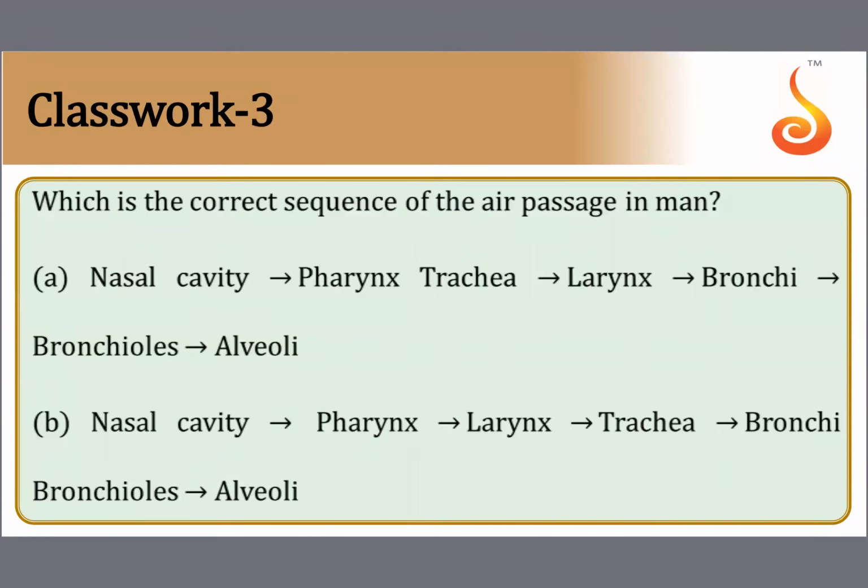Which is the correct sequence of air passage in man, they're asking. The first one says nasal cavity, pharynx, trachea, larynx. They're saying larynx after trachea. It cannot be, isn't it? See the second option. First nasal cavity, then pharynx, then after pharynx you have larynx, then trachea, then bronchi, bronchioles, and alveoli. So this is the correct statement.